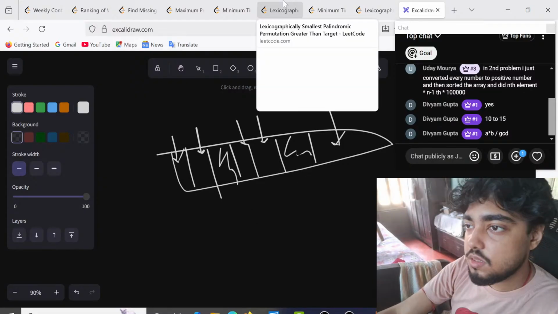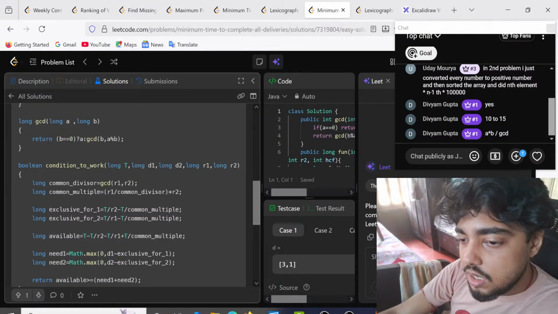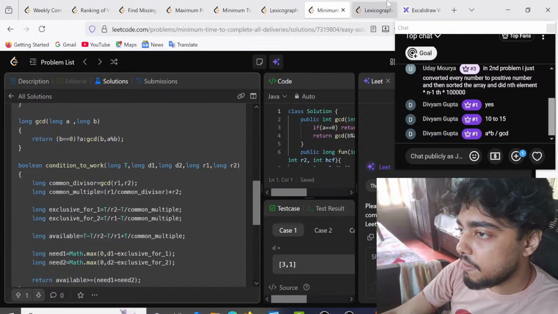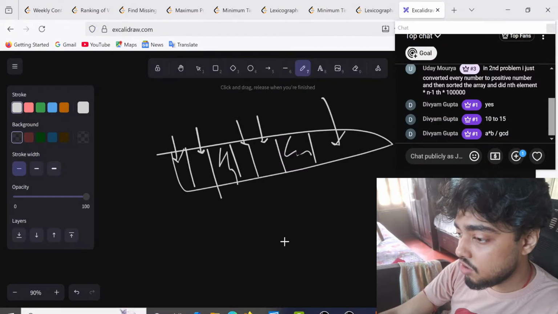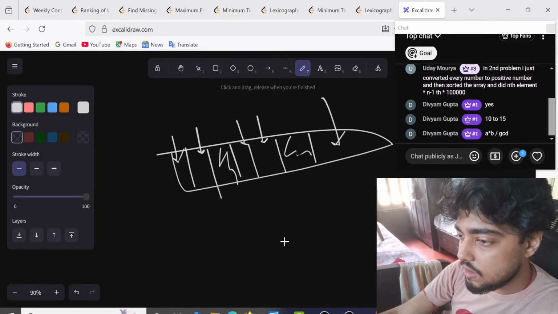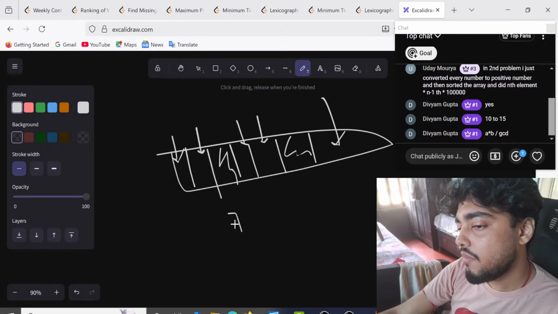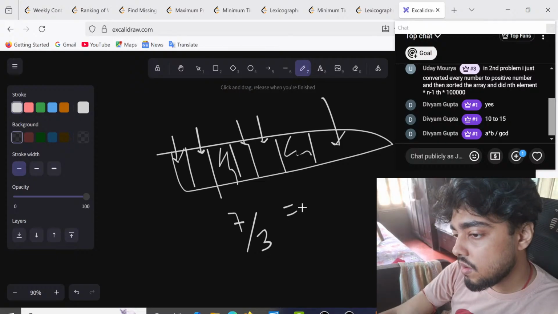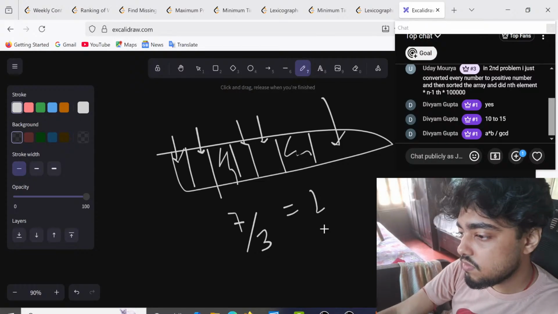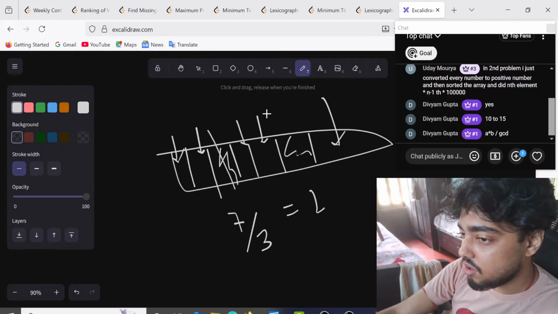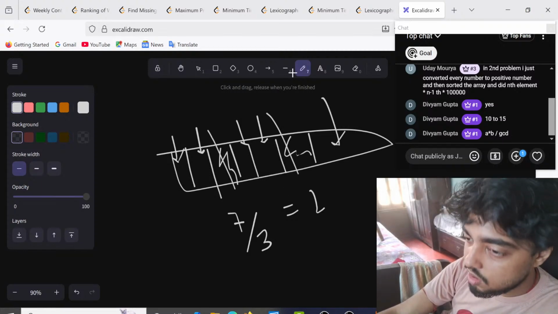Now see what he's trying to do. T by R2 minus T by common multiple. Let's not focus on the T by common multiple, okay? Let's focus on T by R2 first. So what is T by R2? 7 by 3. What is it? 2. That is the number of blank spots where the drone is not going to work. Correct?